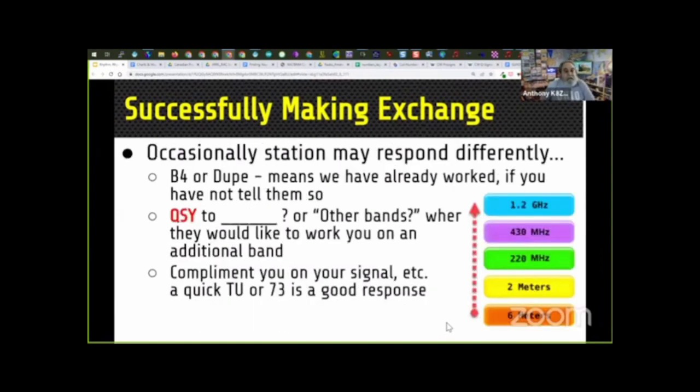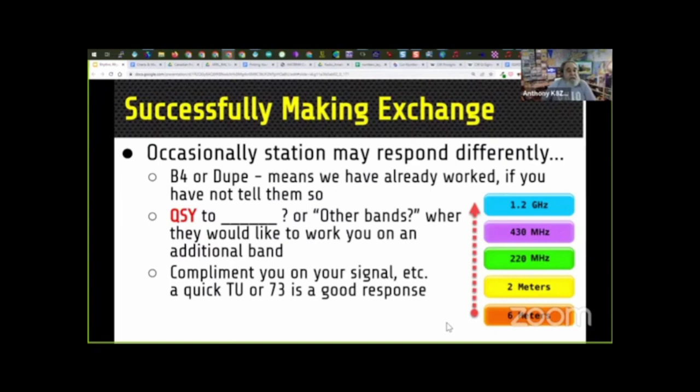Occasionally, the station may respond with something completely different. As I mentioned earlier, "before" or "dupe" means they possibly worked you. But they might say "QSY to" and name a band. This is very common in VHF and UHF contests. A station may complete a contact and say, "what other bands do you have?" or "can you QSY to 2 meters or 440?" etc. You can also get this in an HF contest when you're a rare multiplier that the station needs. They might say, "can you QSY to 21.350? We need you on that band also." Whether you choose to do it or not is up to you. It means another contact usually, so I tend to always do it.